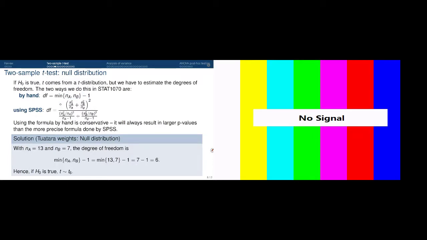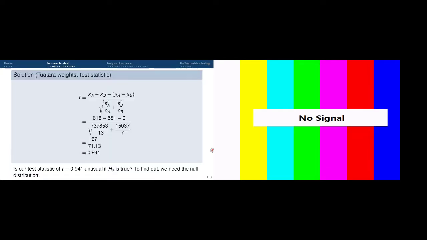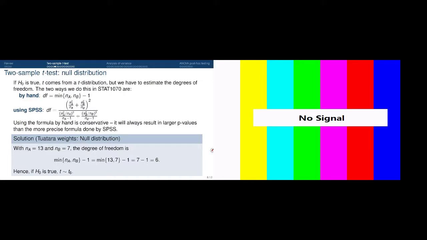All right. Now, the more accurate way to calculate the degrees of freedom for the T distribution is this expression here, which, if you thought that the calculation of the test statistic was ugly, well, this is uglier. And I get that no one wants to calculate this by hand. So this is why we have this more conservative, easier way to calculate the degrees of freedom if you're doing it by hand. But as you'll see in SPSS, SPSS won't give you this same calculation as you do by hand because it uses this more exact formula.